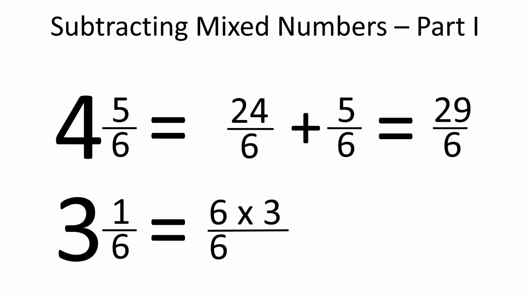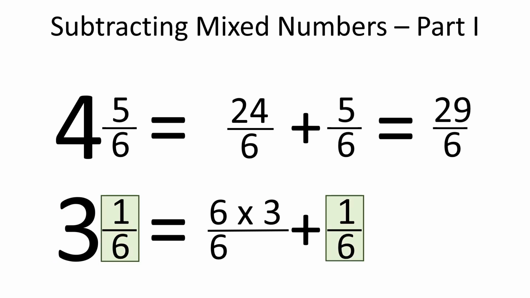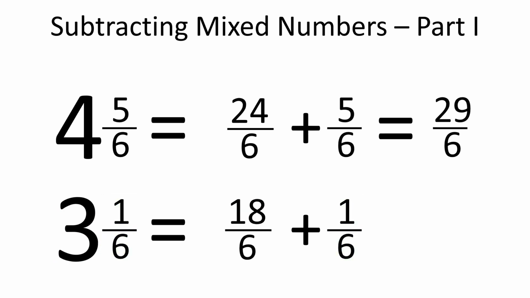Now let's do the same with 3 and 1/6. Here the whole was also divided into 6 parts because there is 6 in the denominator. So 1 whole is equal to 6/6. As we have 3 wholes, we have to multiply the numerator by 3. And then we have to add to that 1/6. 3 times 6 is 18, so we have 18/6. And we have to add to that 1/6, and that is equal to 19/6.